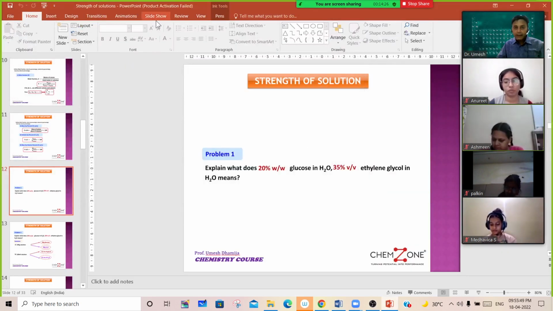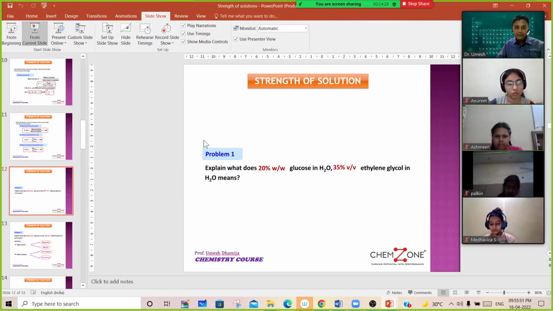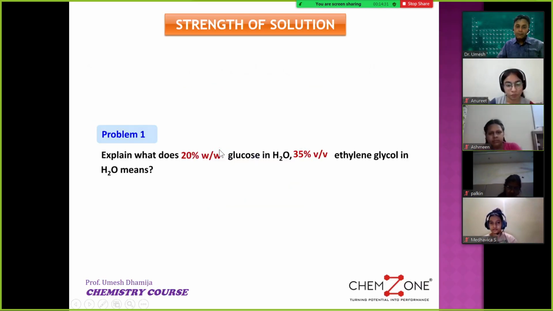So here I have two questions. What does 20% weight upon weight glucose in water mean? Can you tell me? And 35% weight upon weight ethylene glycol in water, what does it mean? There are two questions here in one statement.